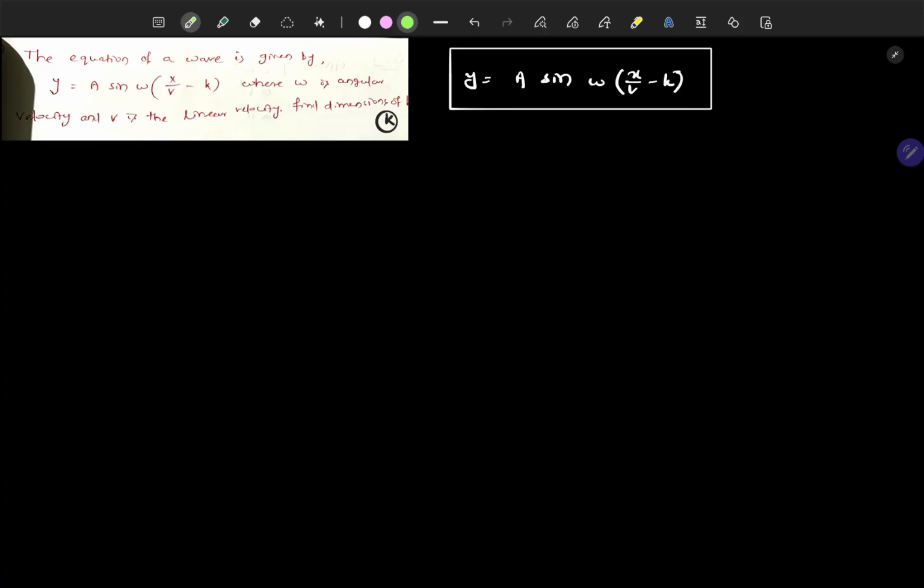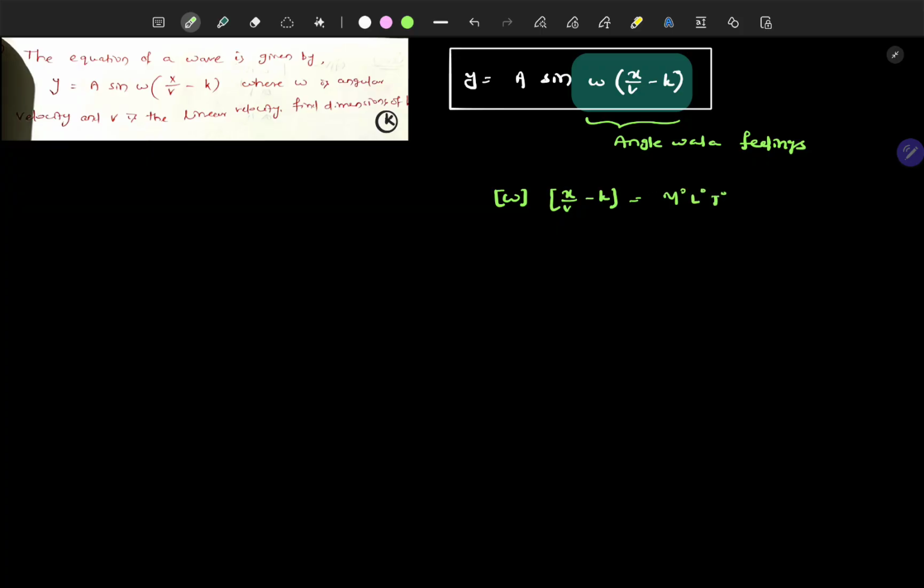So how to solve this question? Now see, whatever is written after the sine function gives us the feeling of an angle. That means angle has no dimension. That means the dimension of omega into x by v minus k is equal to M0 L0 T0. I hope it is clear.